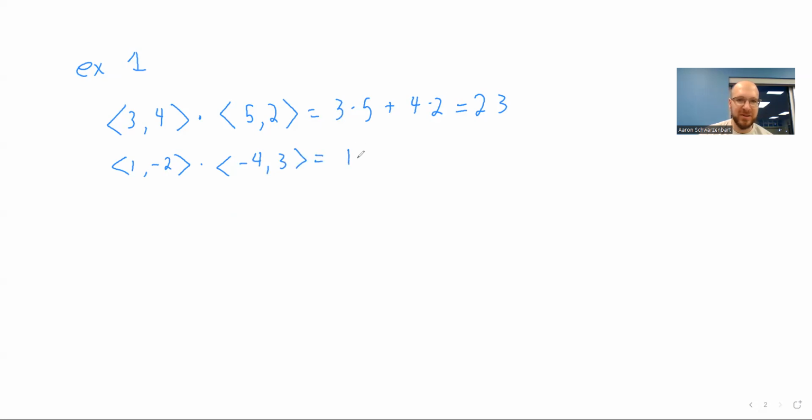So now I've got 1 times -4. Maybe let's do parentheses here. Plus -2 times 3. That's -4 plus -6 is -10.